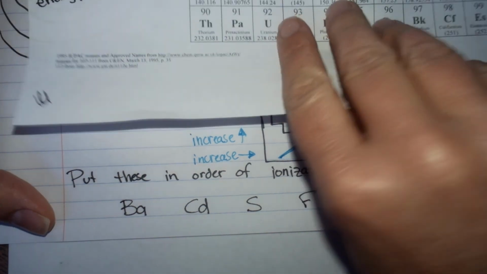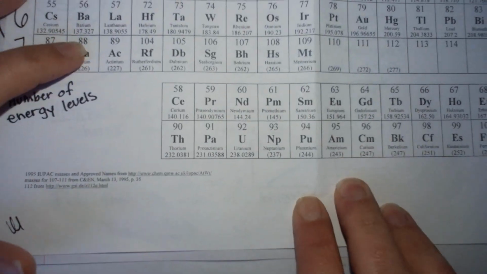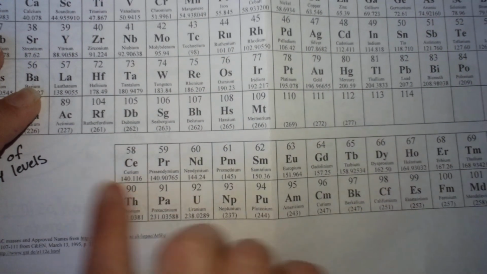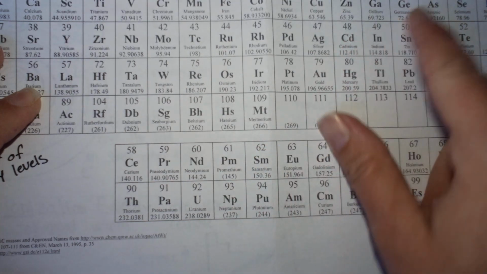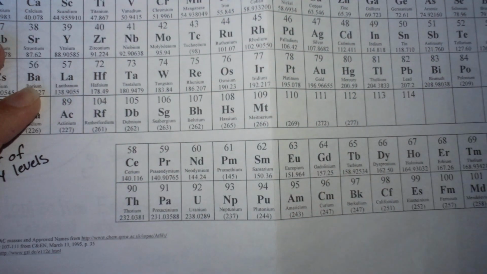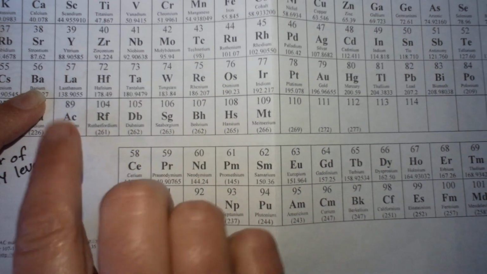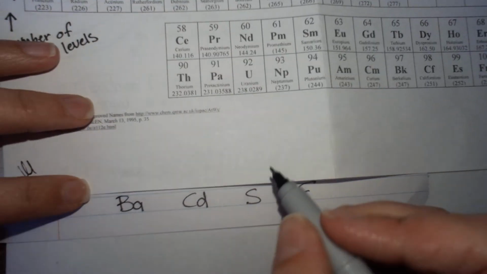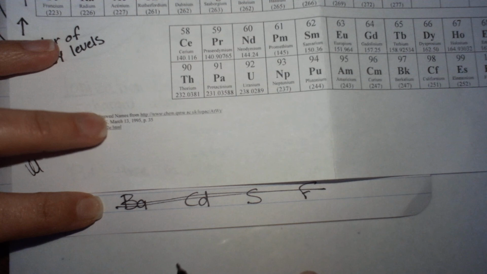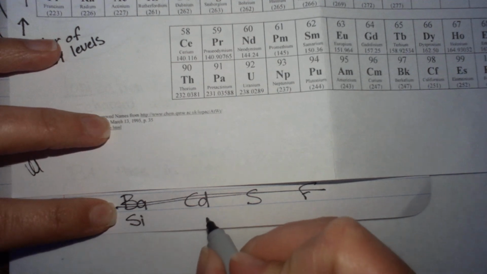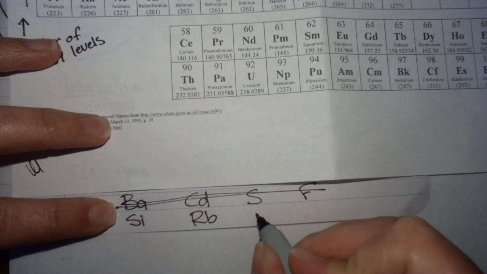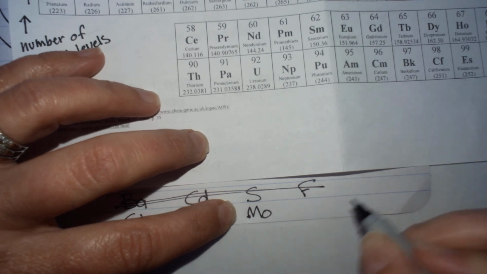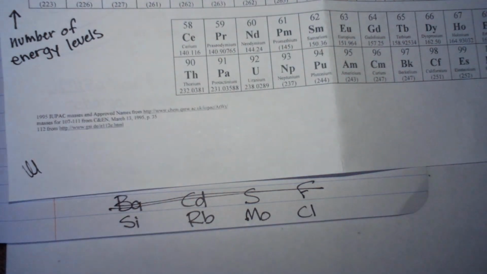I just looked across the periodic table, but first thing, if we look and we find, here's barium, here's cadmium, here's sulfur, and here's fluorine. So they're already in order. But what you need to match them up against is the electronegativity. Let's pick a different set. That was a bad example. Alright, what if we do silicon, rubidium, molybdenum, and chlorine.